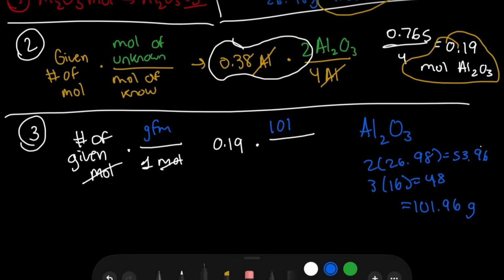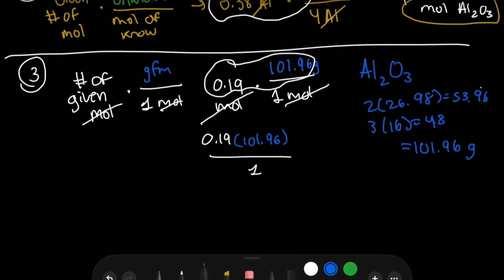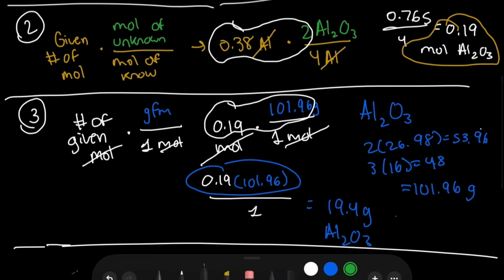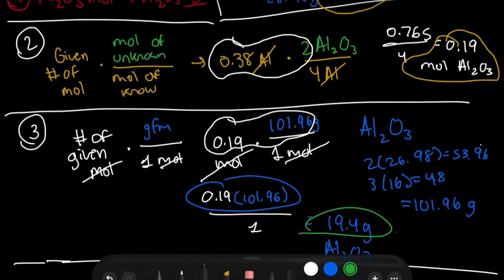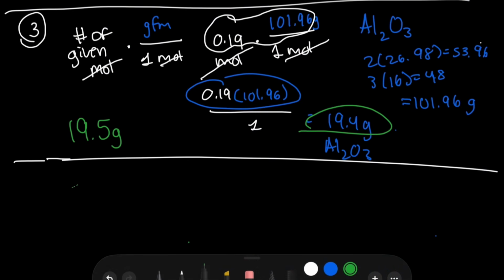So then you write down 101.96 grams over 1 mole, right? So then the moles cancel out, and you do 0.19 times 101.96 divided by 1. So we're basically just multiplying this, and we're going to get an answer of 19.4 grams of aluminum oxide. However, the only reason why I got 19.4 is because I rounded too early. So here's where you have to be careful. Whenever you're multiplying or adding these values, you have to make sure that you round them at the very end. So your actual answer would be 19.5 grams of aluminum oxide.